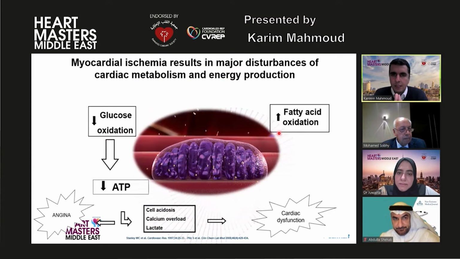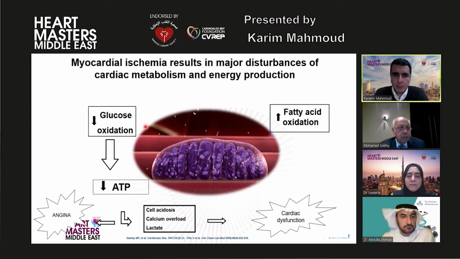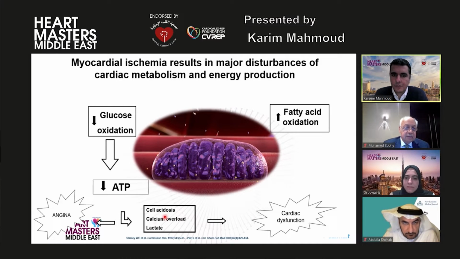If we look at myocardial ischemia, it results in a major disturbance of cardiac metabolism. Here we have a reduction of glucose oxidation in the cardiomyocyte, which is very important for the cardiac cell, and an increase in the fatty acid oxidation. And this will lead to a reduction in ATP, and the reduction of ATP will lead to increased cell acidosis, increased calcium overload and lactate. All of these will lead to injury of the cardiomyocyte, and will lead to increased angina and cardiac dysfunction.